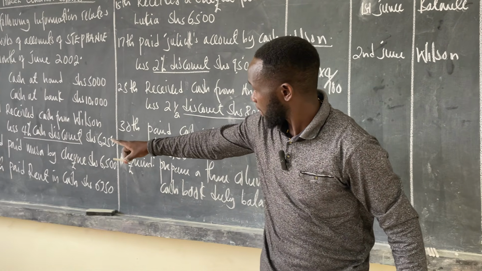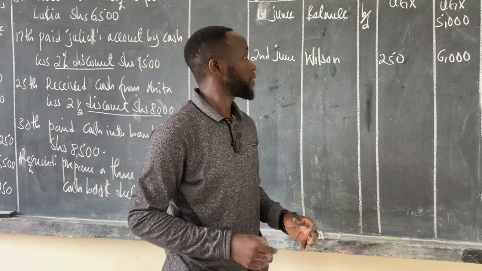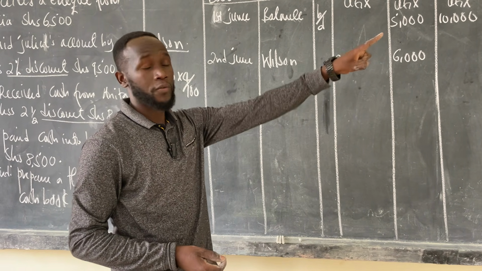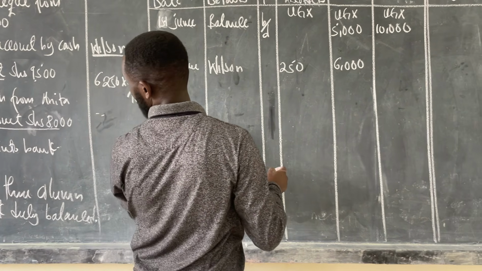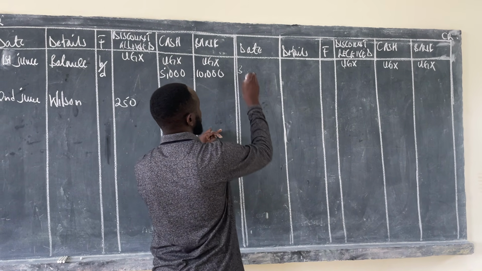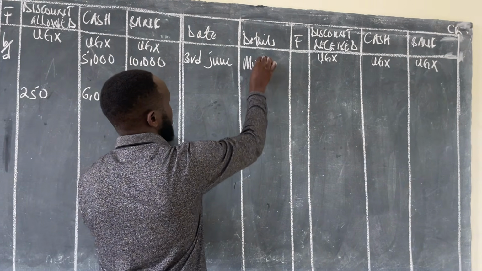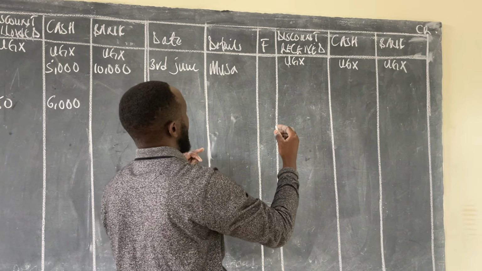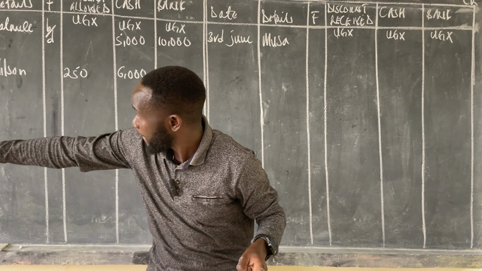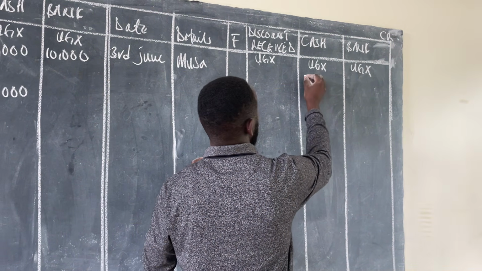The other date is 3rd, paid Musa by check, shillings 6,500. If you pay, if you spend, the money will normally be recorded on the credit side of a cash book. So when you say paid Musa, which date? It is 3rd June. We are paying Musa. How much are we paying Musa? Paid Musa by cash, shillings? It's 6,500. Is it by cash? Yes.